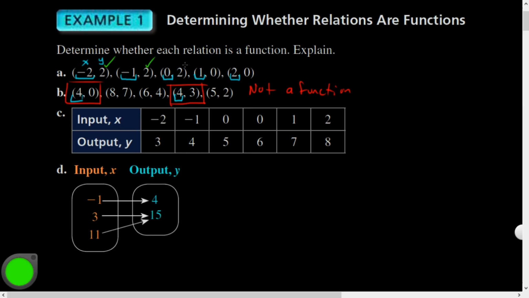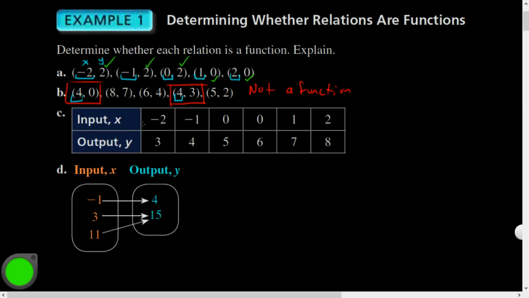So we're actually okay with the fact that this 2 repeated 3 times. It was an output. It didn't matter to us. We're okay that this 0 repeated as an output. That doesn't matter to us. What we're not okay with is when an input repeats. Okay? So let's see. Here's another way of representing this.